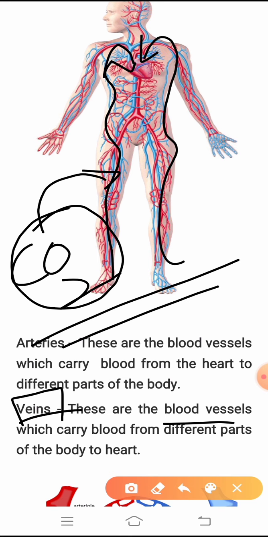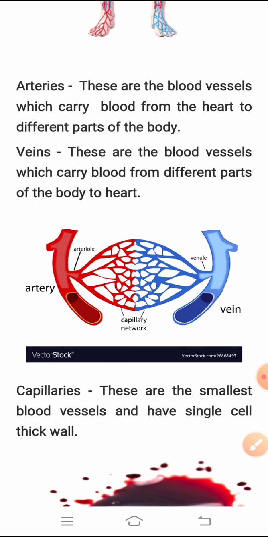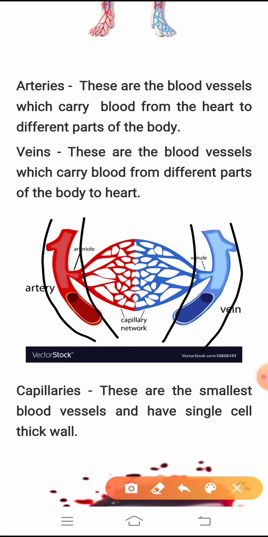Okay? Hope you understood. So now you can look at how the arteries and veins are connected. The arteries are the blood vessels which are rich in oxygen, the blood which contains oxygen, and the veins are the blood vessels which contain the deoxygenated blood.